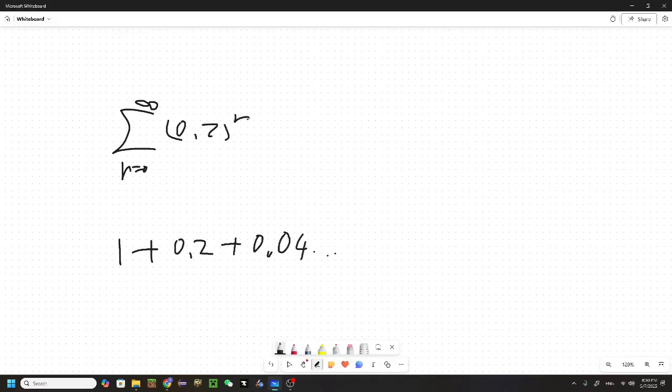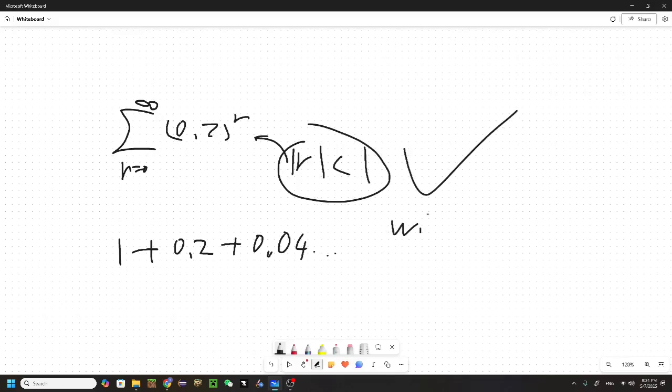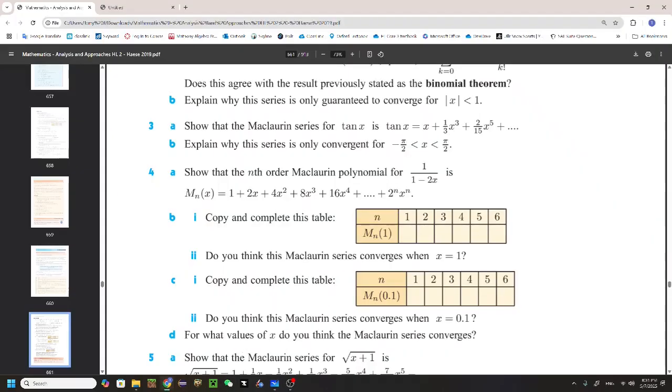Let me double check here on my calculator. Oh my gosh, I forgot how to use my calculator. Okay, yeah, this is right. It's 0.2 to the power of n, and once again, by the geometric series we know that the absolute value of r is less than 1, so yes, this will converge. Now we know that this will converge. I think we can actually find the x. Yeah, let's try to find the x.